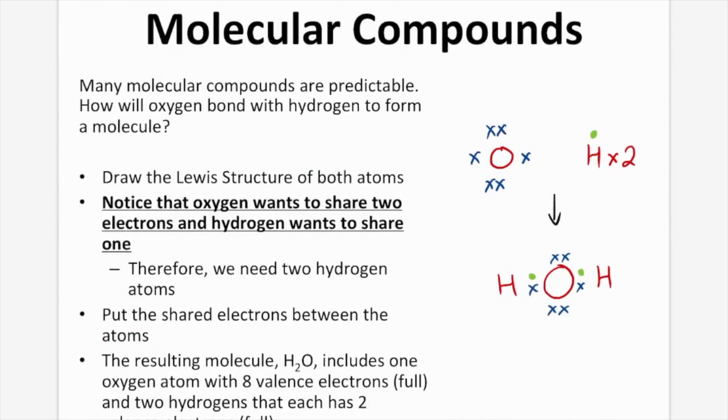Many molecular compounds are predictable. So how will oxygen bond with hydrogen to form a molecule? Well, first we draw the Lewis structure for both. So we have the Lewis structure for oxygen and hydrogen. Notice that oxygen wants to share 2 electrons and hydrogen wants to share 1. Therefore, we need 2 hydrogens. So we're going to put the shared electrons between the atoms.